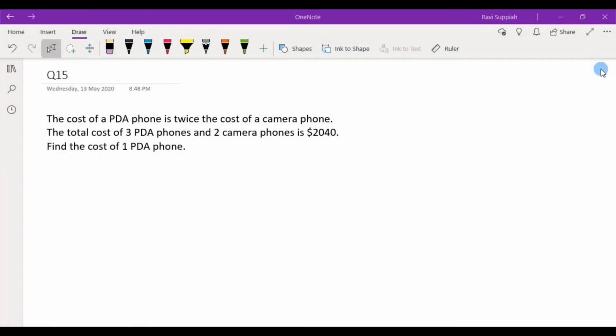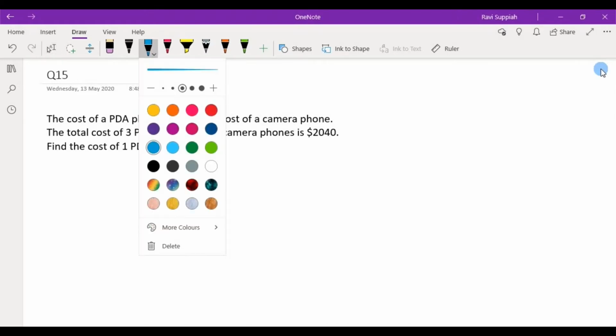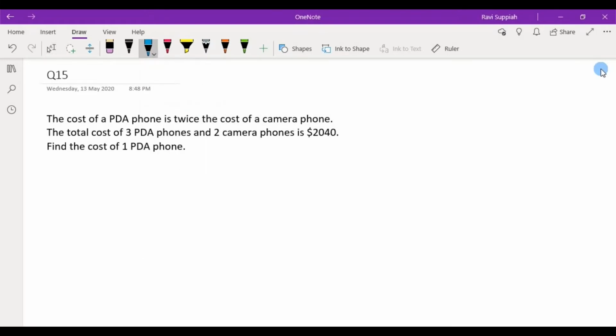Alright, let's look at this algebra question over here. What we are given is that the cost of a PDA phone is twice the cost of a camera phone. The total cost of 3 PDA phones and 2 camera phones is $2,040. Find the cost of 1 PDA phone.